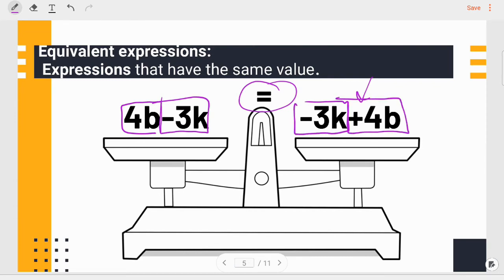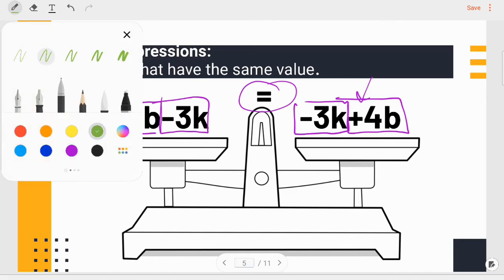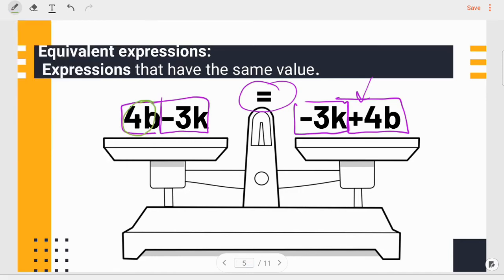Now let's compare both sides. Both sides have positive 4b, and both sides have negative 3k. So you can see it doesn't matter the order that I write these terms or these variables in, as long as they keep the correct positive or negative sign.